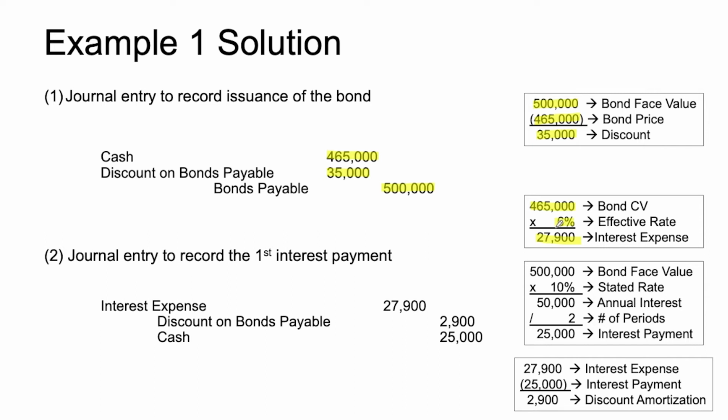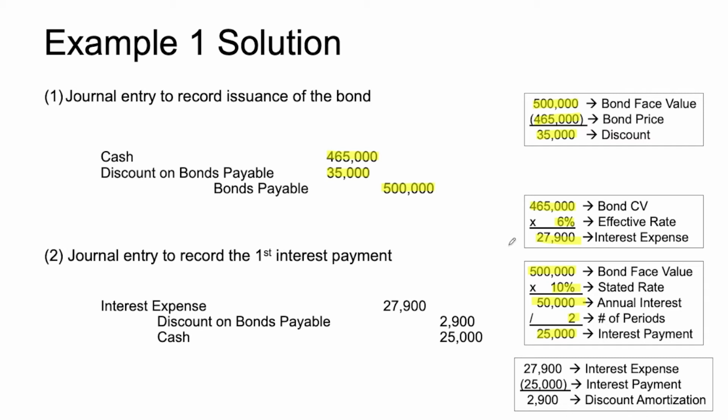Next, to figure out our interest payment, again, this is just taking our bond face value, which was given in the problem at $500,000, multiplying it by the stated rate given at 10% to get our annual interest of $50,000. But of course, if we remember, interest is being paid out twice a year, so we're just going to divide that by the number of periods at 2 to get each interest payment at $25,000.